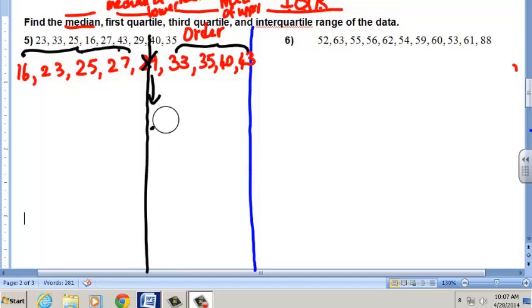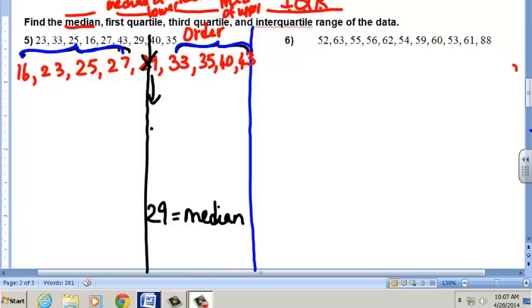So I'm going to write it down a little bit in the bottom here. So 29 is the median. Remember, it's the middle number when we have ordered it. Now, once you cross out the number, it is not included in the data anymore. Now we have 4 numbers in the lower half and 4 numbers in the upper half.